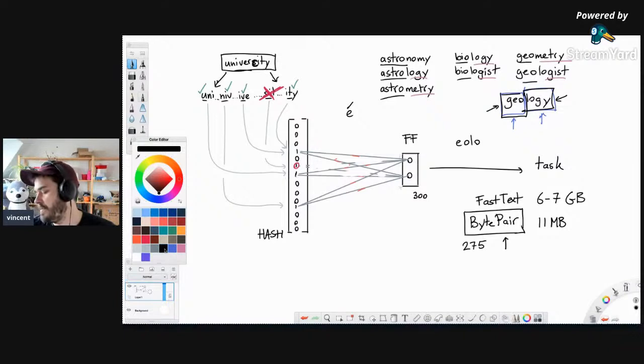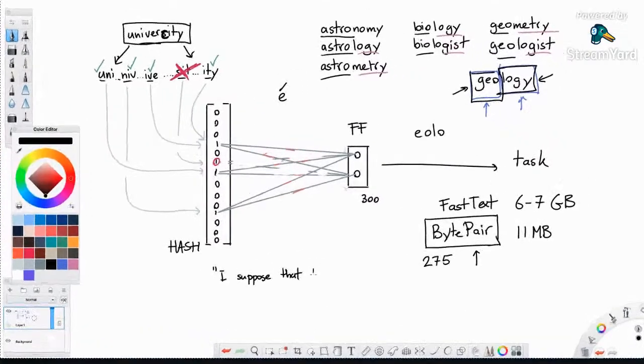So these Byte-Pair embeddings, of course, are not perfect, right? But I think I might have a nice example. Suppose we're doing sentiment analysis, and someone, like this is a really British stereotype statement, but let's say that someone says, "I suppose that there are potential downsides. I don't know."